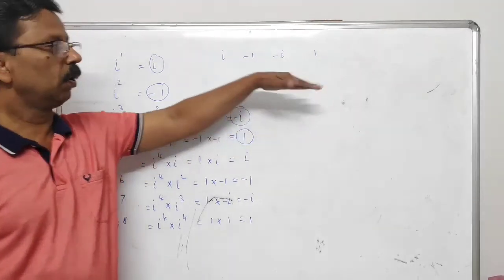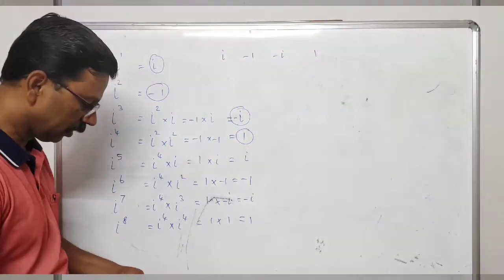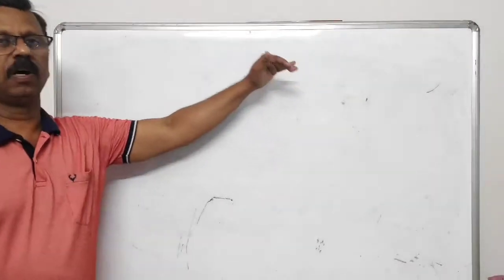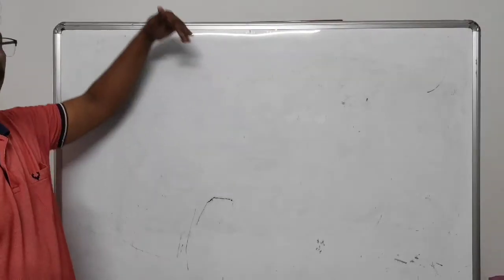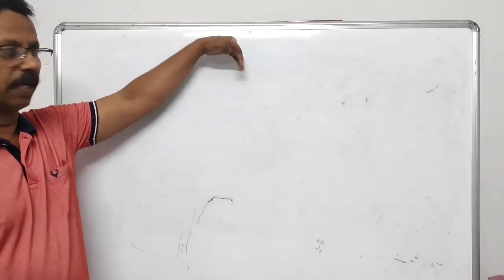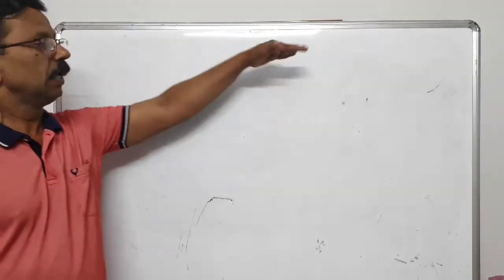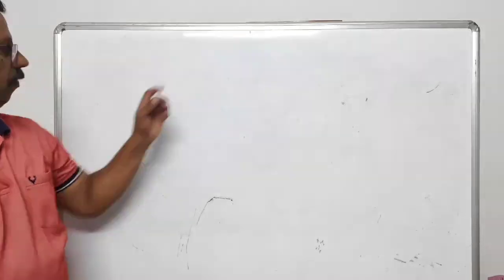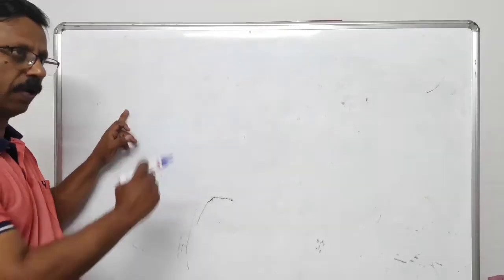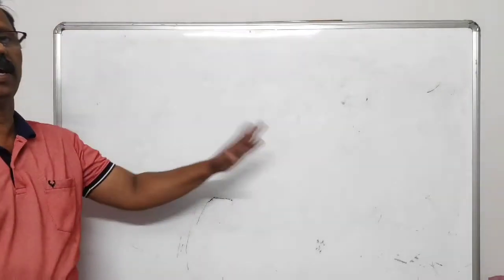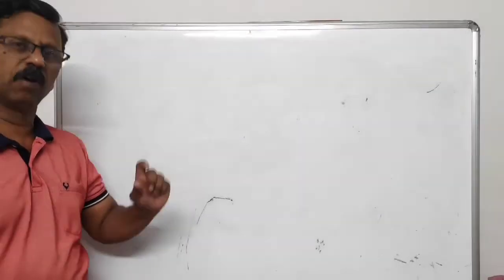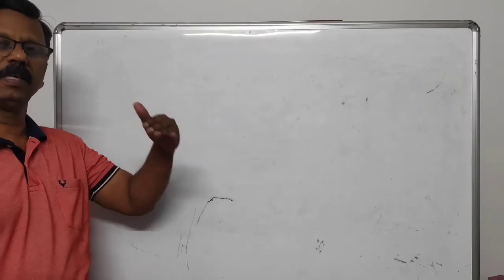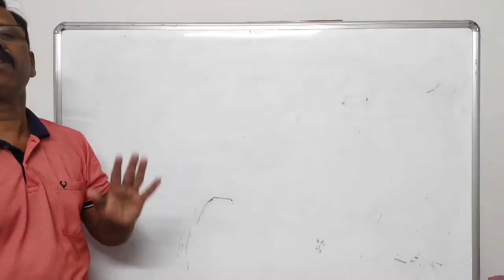Now, again let us see some more facts. Only four values for different powers of i. Whatever be the power of i, you can get only these values: plus i, minus 1, minus i, plus 1. Now, when do you get this plus 1? i power 4 we got as plus 1 and i power 8 also we got plus 1. Therefore, if the power of i is a multiple of 4, or the power of i is divisible by 4, definitely this answer will be 1.